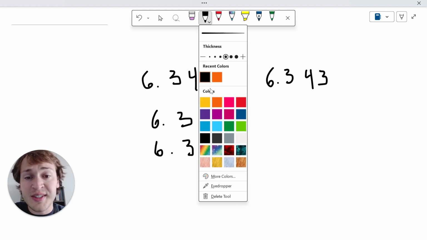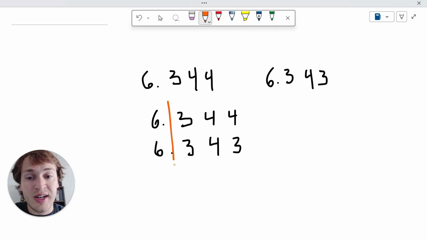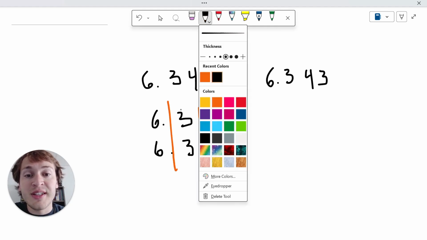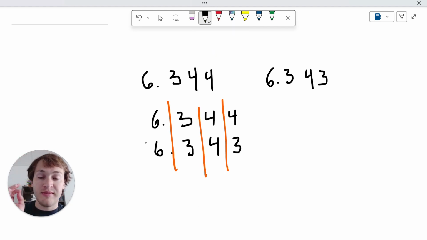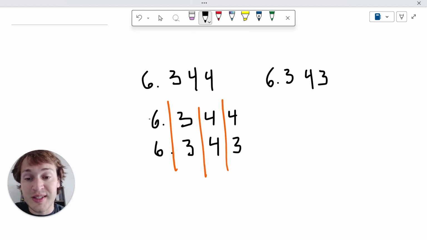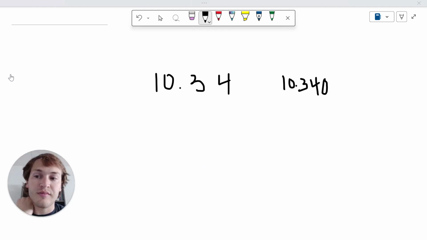All right, and then just to keep things organized, I like to draw columns. So we'll draw some columns here. All right, and then we start at the left, and we just compare these place values, or we compare these digits. So 6 is equal to 6. Okay, 3 is equal to 3. All right, 4 is equal to 4. But this column right here, 4 is greater than 3. So that tells us that 6.344 is bigger than 6.343.